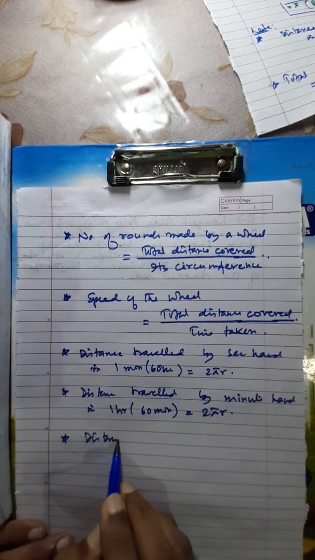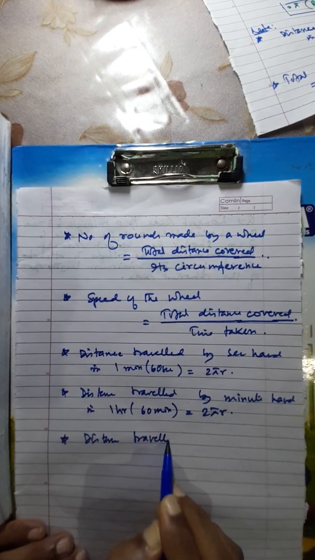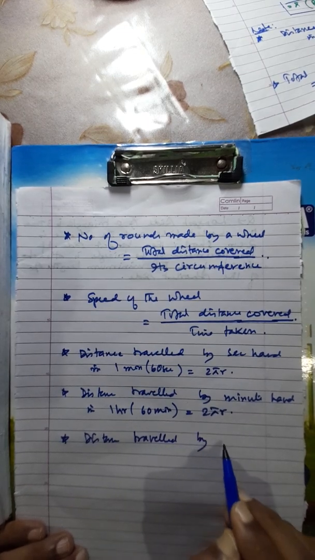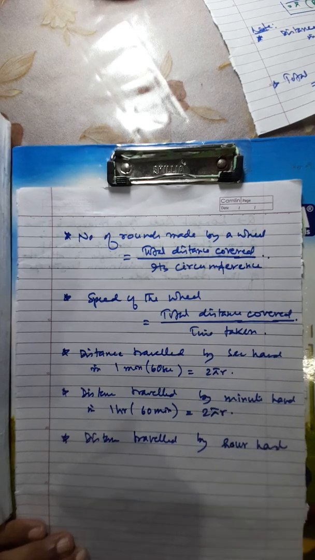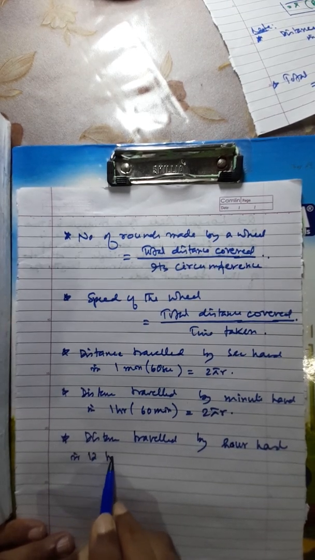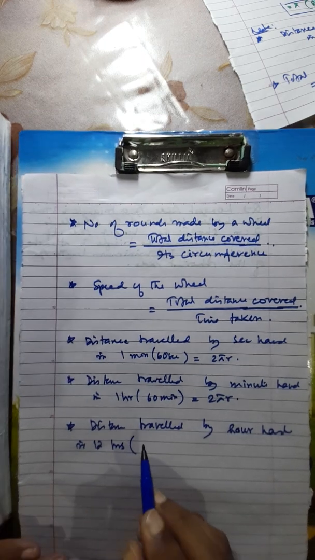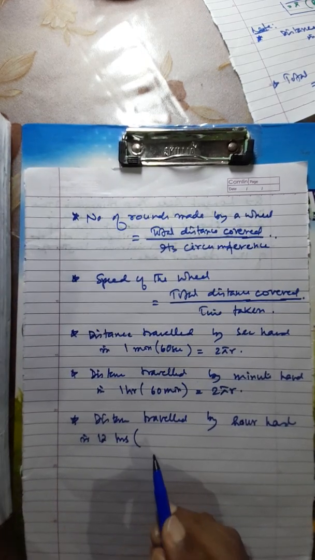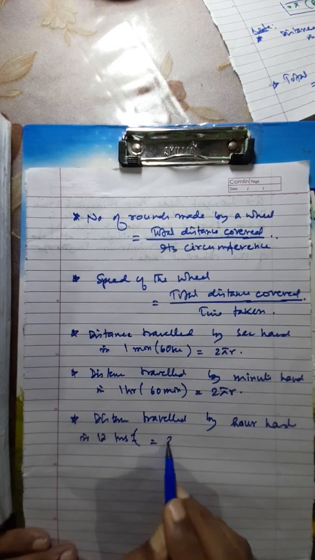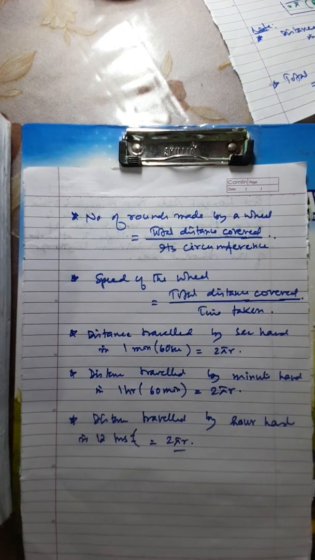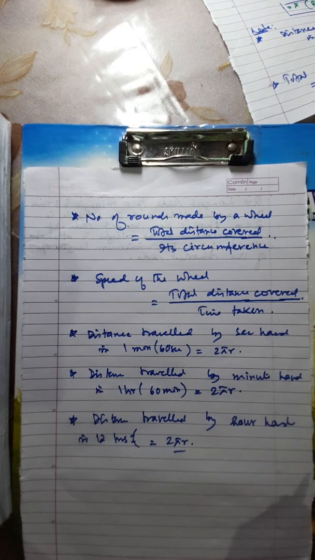Distance travelled by the hour hand in 12 hours, okay, is equal to twice pi r. In 12 hours is equal to twice pi r. So these things you have to keep in mind, and with the help of this we will solve the problem. Okay, so this is the basic concept.